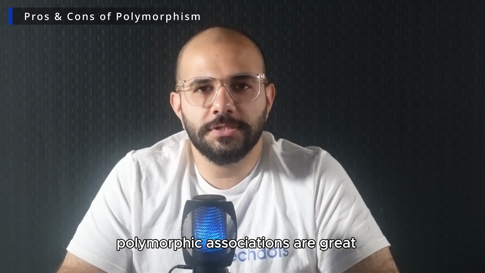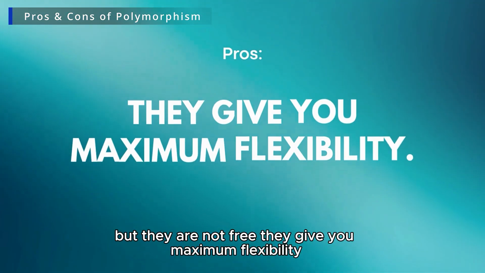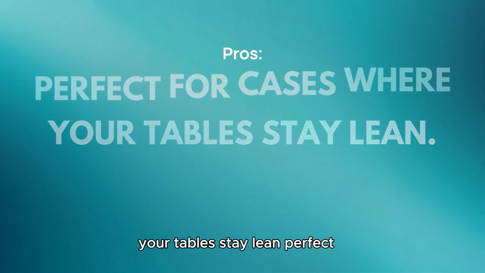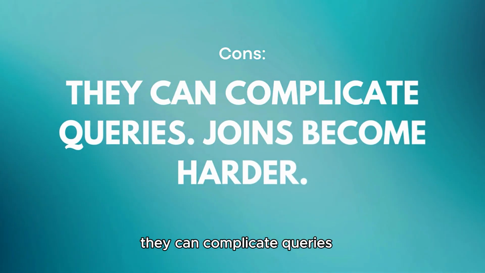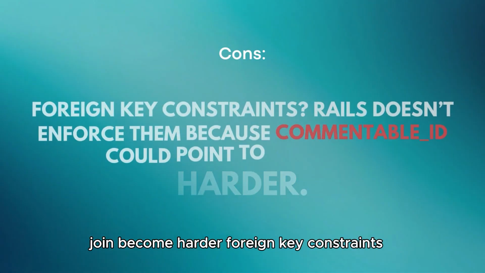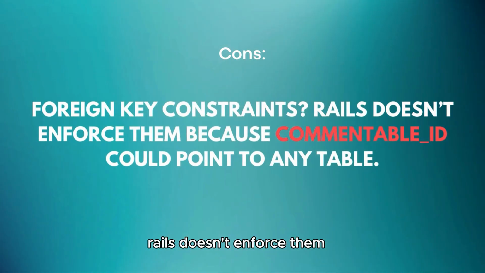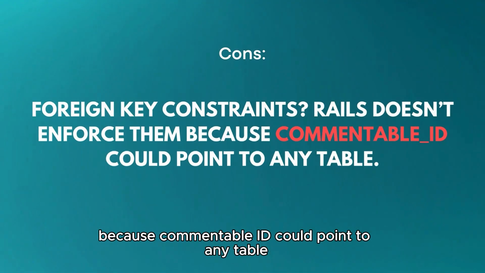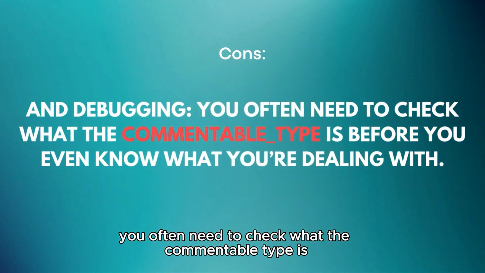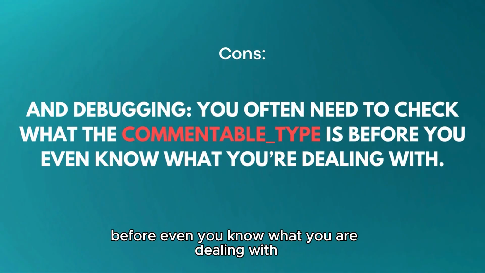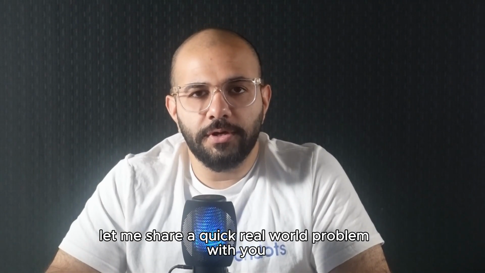Polymorphic associations are great, but they are not free. They give you maximum flexibility. Your tables stay lean, perfect for cases where multiple models share the same behavior. But they can complicate queries, and joins become harder. Foreign key constraints: Rails doesn't enforce them because commentable ID could point to any table. And debugging: you often need to check what the commentable type is before you even know what you are dealing with.